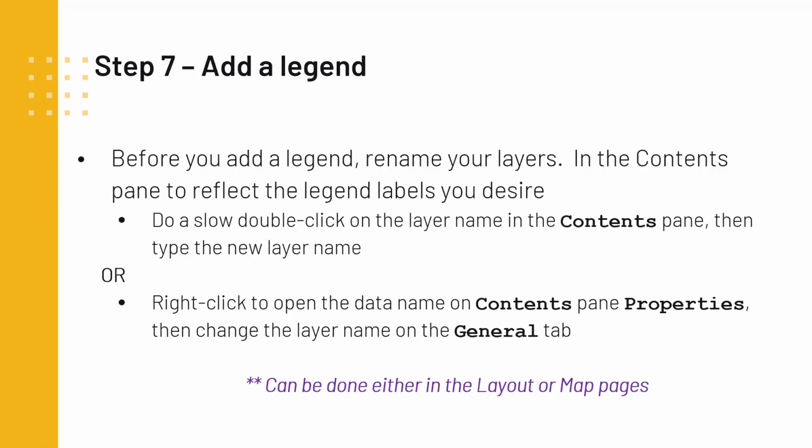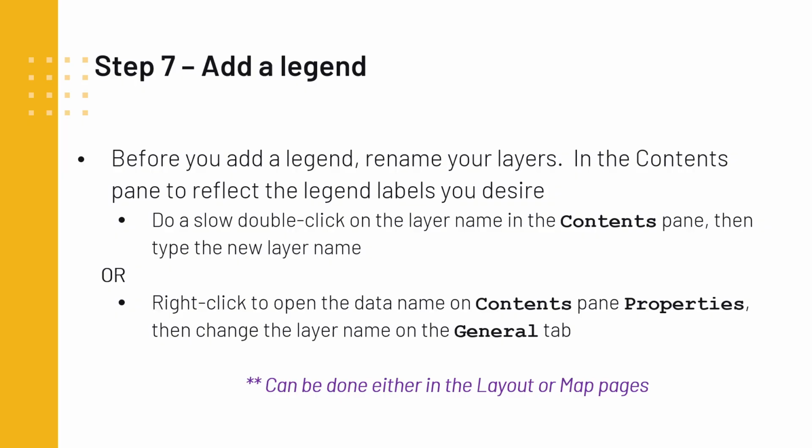Before we add the legend, we want to rename our layers. If you noted, some of our layers have underscores or all lowercase. So if you want it to appear differently in your legend, you need to rename those labels in your contents panel. Note, this can be done either in the layout or the map page, it doesn't matter. And you have two ways to do this.